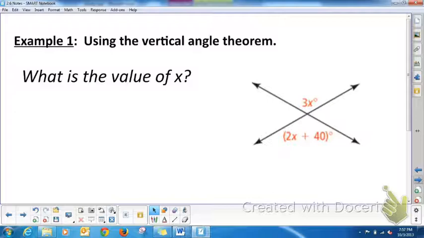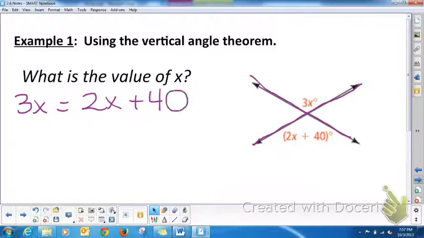Because we know that these two angles are vertical angles, because they're formed by two intersecting lines, then we know that they are congruent using the vertical angle theorem. And therefore, we can set them equal to one another. We can say that 3x is equal to 2x plus 40. So to find the value of x, we would isolate this variable. We would collect all of our x's on one side by subtracting 2x from each side to find that x is equal to 40.